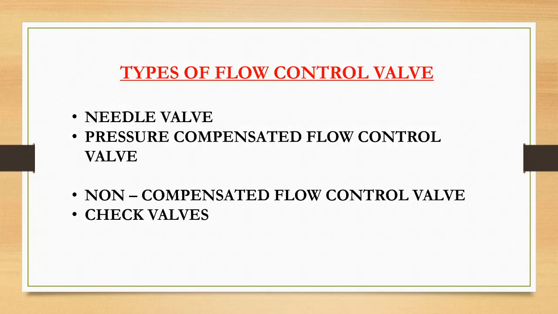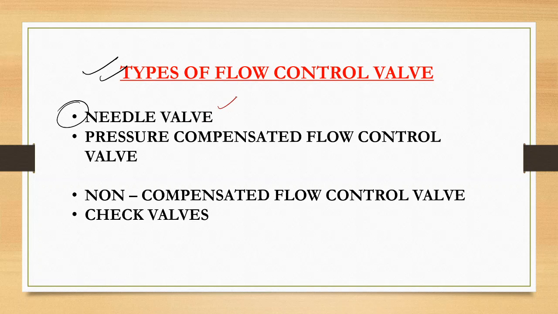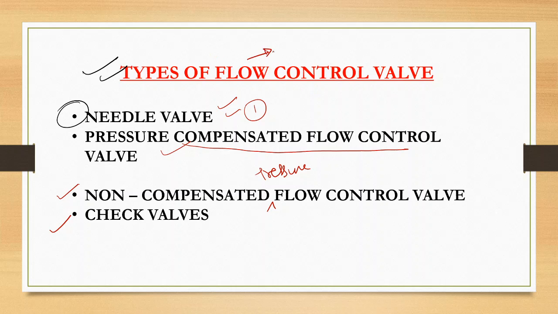Moving further, let us see the types of flow control valve. There are 4 types of flow control valve. The first type is the needle valve. Second is the pressure compensated flow control valve. Third is the non-compensated pressure flow control valve. Here also you can write pressure. The fourth one is check valves. So how many types of flow control valves are there? You can say there are 4 types of flow control valves.